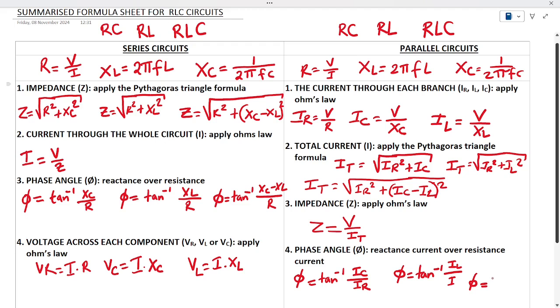So, tangent to the power negative 1 multiplied by. Now, here, you have to be mindful to notice between the two currents again, which current was bigger? Was it IC or IL? Let's assume again it was IC which was bigger than IL, then you do IC minus IL over IR. So that's it.